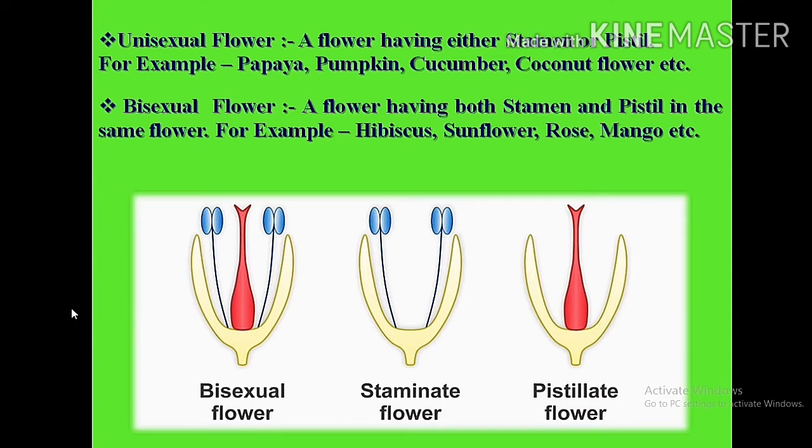So in short we can say that a flower having both male and female reproductive parts in the same flower is known as a bisexual flower, and the flower which has only the male or the female reproductive part is known as a unisexual flower.